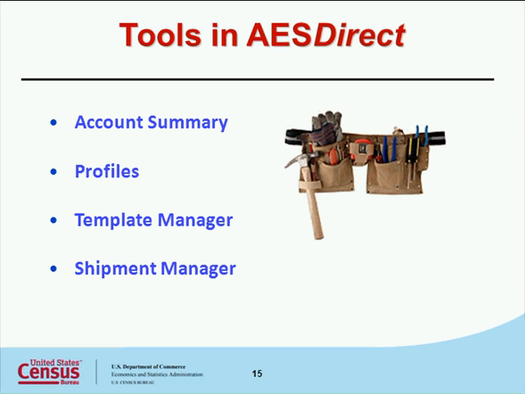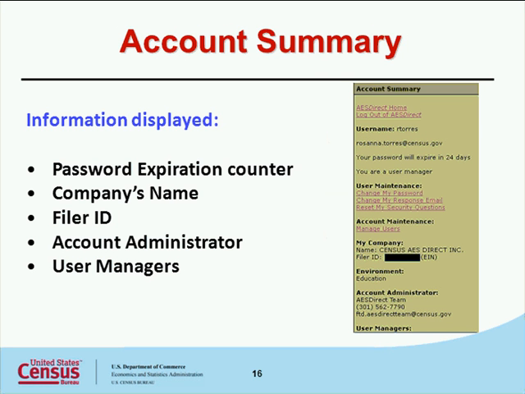The Shipment Manager is the neatest tool AESDirect offers. It is a central source to find your shipments and manage them directly. Like I mentioned, the account summary is located on the left side of the main menu. This provides detail regarding your company account as it was registered in AESDirect, including a password expiration counter, the company's name, the filer ID it was set up under, the account administrator, and the user managers for your company.